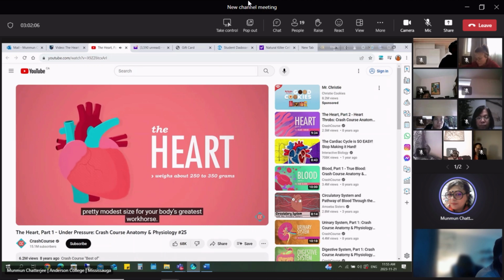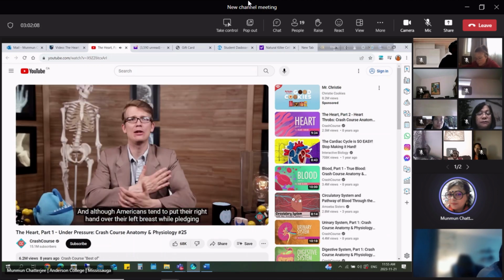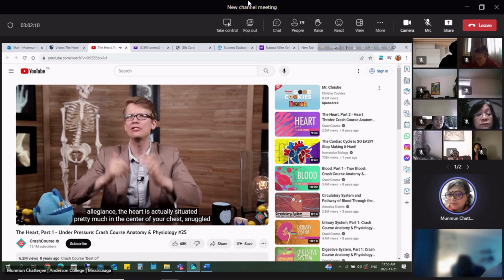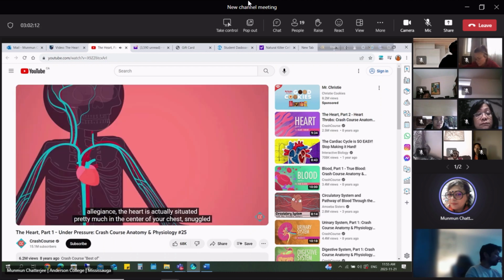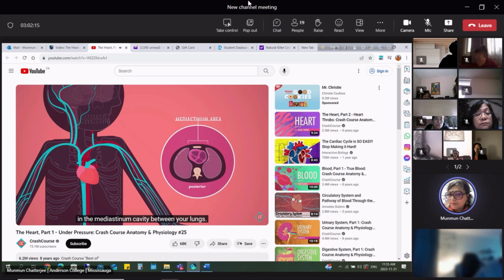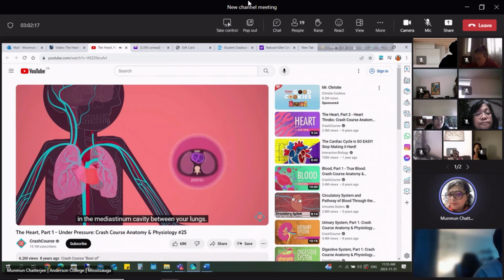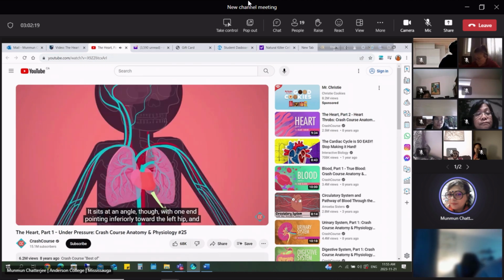body's greatest workhorse. And although Americans tend to put their right hand over their left breast while pledging allegiance, the heart is actually situated pretty much in the center of your chest, snuggled in the mediastinum cavity between your lungs. It sits at an angle, though, with one end pointing inferiorly toward the left hip and the other toward the right shoulder, so most of its mass rests just a little bit left of the mid-sternal line.